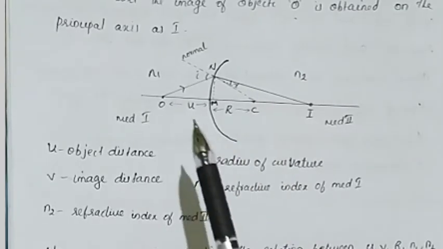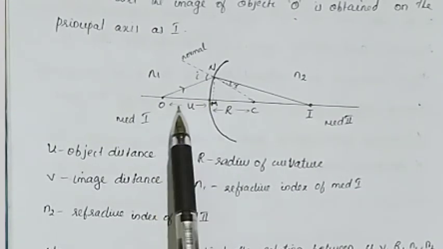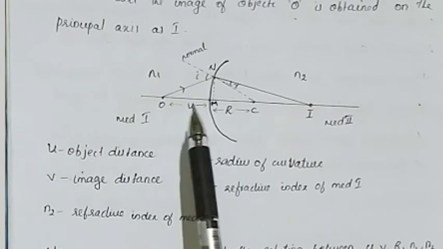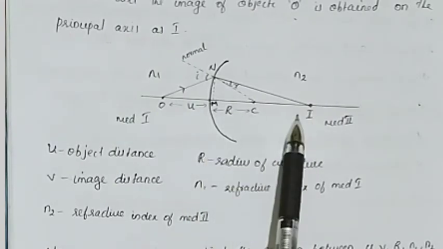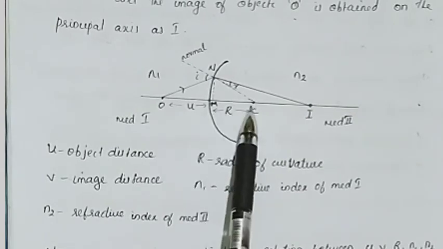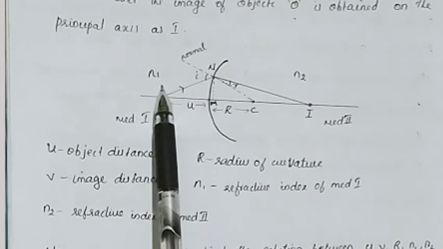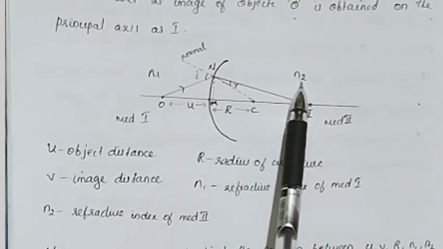So as you can see in the figure, the u marked here, which is the OM distance, is the object distance, and v, that is the IM distance, is the image distance. Capital R, that is MC, is the radius of curvature, and n1 is taken as the refractive index of the first medium and n2 is taken as the refractive index of the second medium.